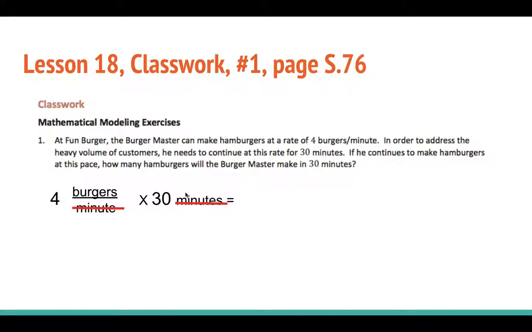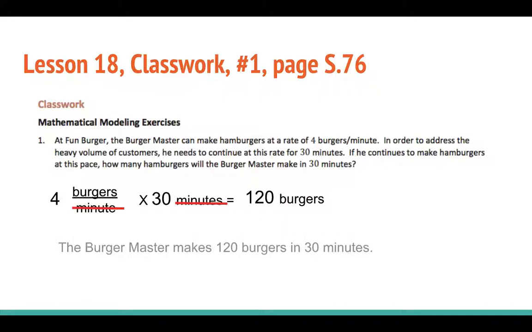Since we have minutes here in the numerator and minutes here in the denominator, we can cross that off. And we are left with 4 burgers times 30. That means that we are looking for 120 burgers. So the Burger Master makes 120 burgers in 30 minutes. That's a lot of burgers in 30 minutes. All right, so he's like a machine.